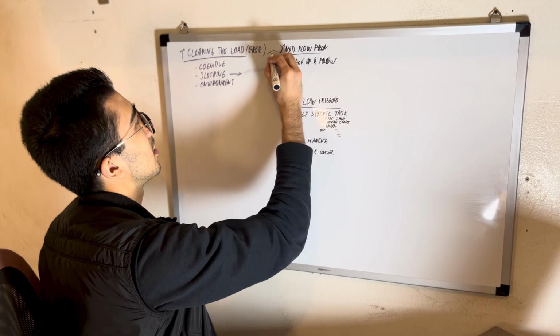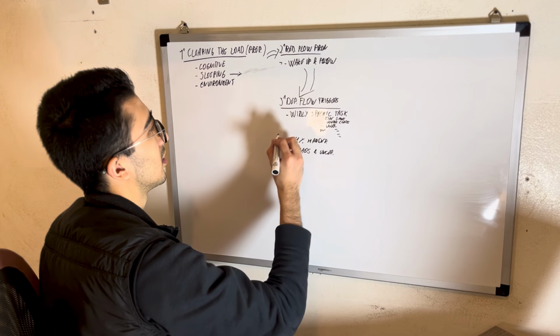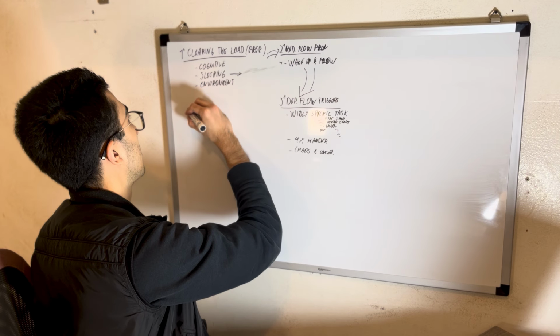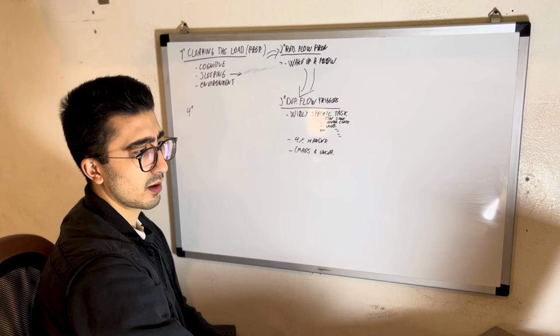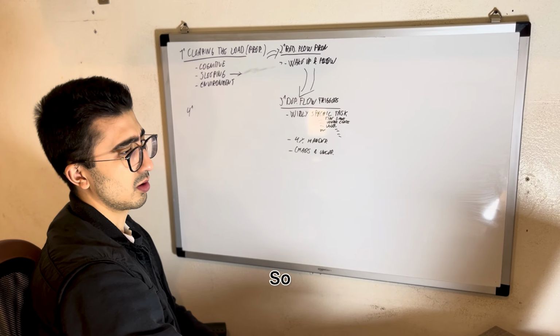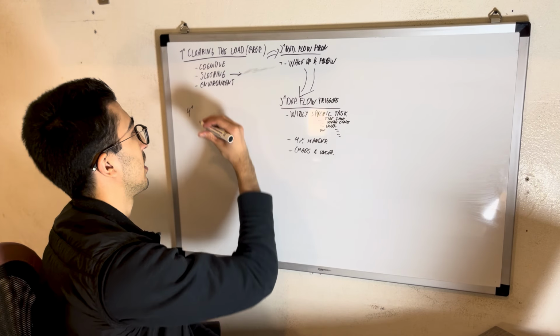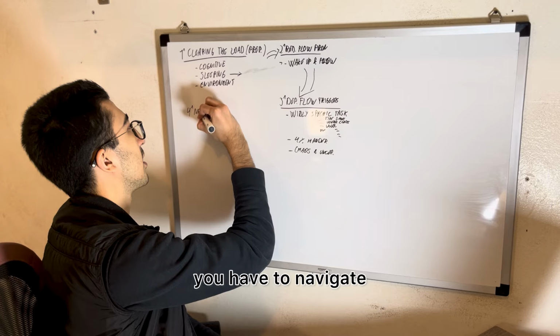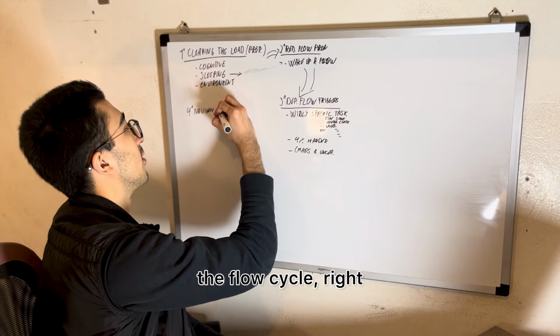And the last part I will put it here, so we can do this, right? It's more like a cycle. And the fourth part is actually the execution. So understanding that you have to navigate the flow cycle, right?